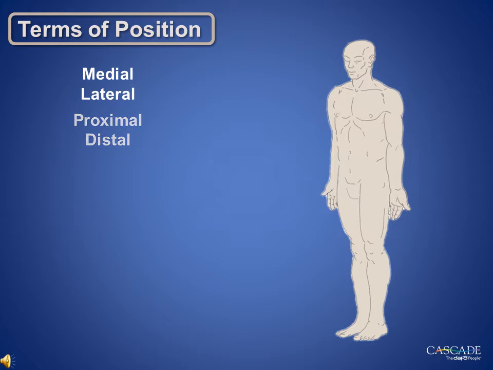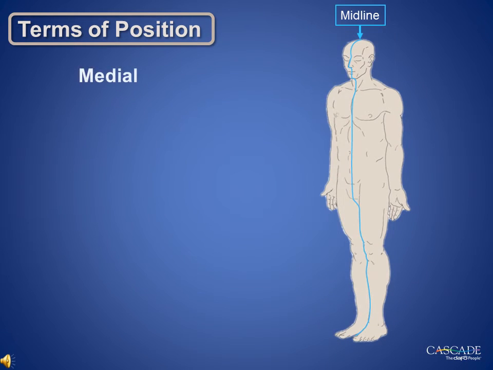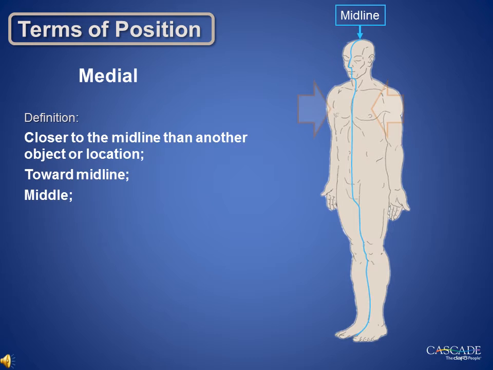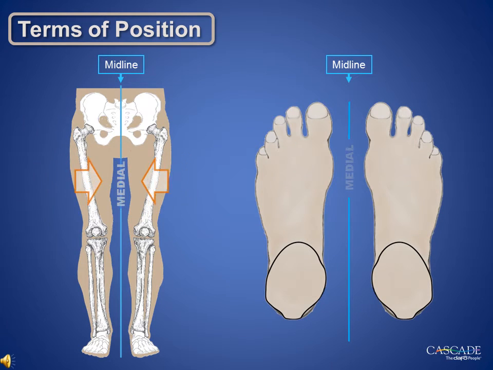Let's look at medial and lateral first. To understand these terms, you have to visualize a line drawn down the middle of the entire body. We call this the midline. Medial means closer to the midline than another object or location, toward the midline, or middle. The side of the leg or foot closest to the imaginary midline is called the medial side.